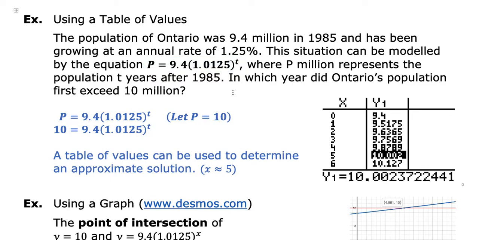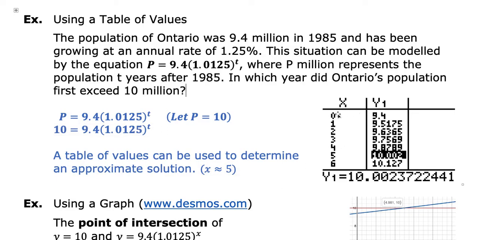So to solve this problem, we're given the equation, but we're interested in when Ontario's population first exceeded 10 million. So we're going to let p, which is our output in this equation, equal 10. So one method to solve this exponential equation is to use a table of values. Recall that this is an exponential equation because the variable t is in the exponent, and we can't use our traditional opposite operations in order to isolate the variable.